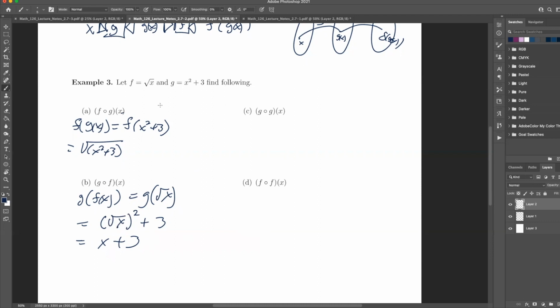Okay. Can you compose a function with itself? Yes. So here let's do g of g of x. When I do that, I'm going to plug in g of x, so x squared plus 3 squared plus 3.